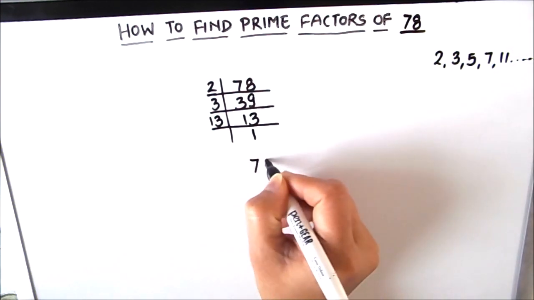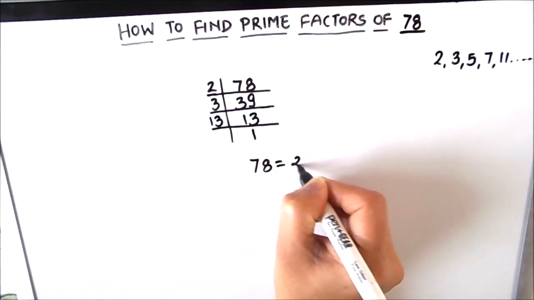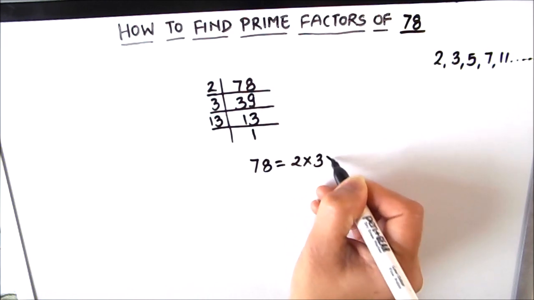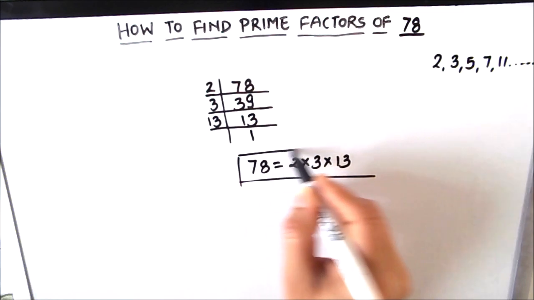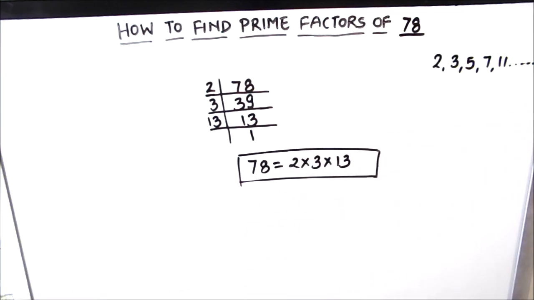So the prime factors of 78 are 2 times 3 times 13. These are all the prime factors of number 78. So this is how we can find the prime factors of 78 using the prime factorization method.